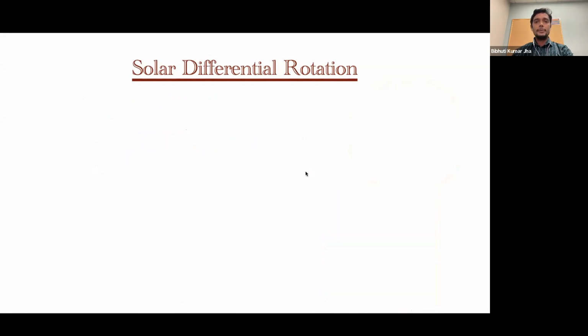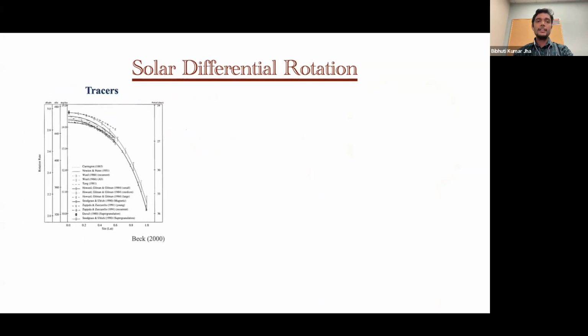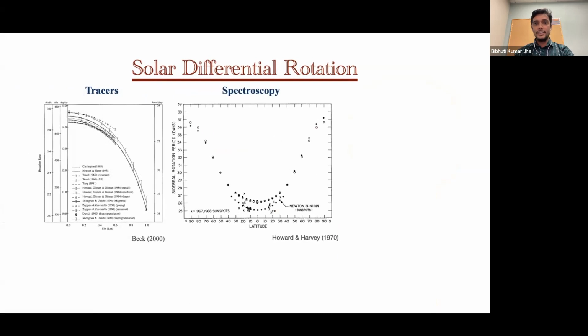If I talk about the solar differential rotation, there are plenty of observations after Carrington. They have used the sunspot and various other magnetic features seen on the solar surface to measure the solar differential rotation. One of the interesting results came in the 70s when, using a spectroscopic method, Howard and Harvey measured the solar differential rotation and noticed that if you measure the rotation rate based on spectroscopy, you get a slower rotation rate, as you can see here. Newton and Nunn used the sunspot to measure the solar differential rotation, but based on spectroscopy, you will get the slower rotation rate.